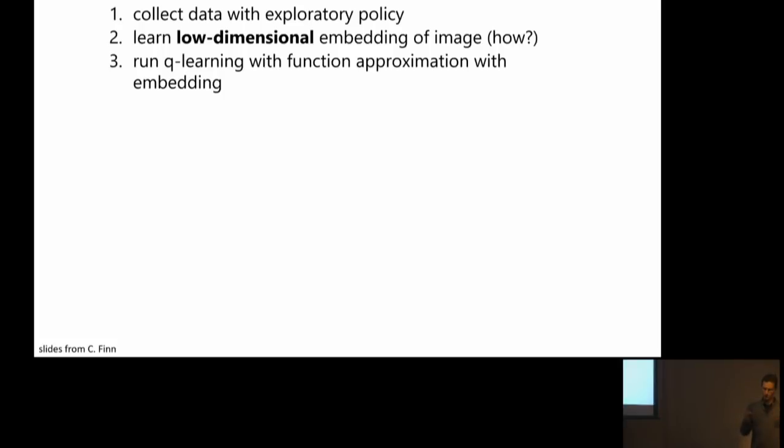So the general scheme for the algorithm, which is going to be similar to the ones that we'll see for other algorithms today, is to collect data with some exploration policy. That's basically step one in version 1.0. Learn some kind of embedding of your image observations, and then somehow use those embeddings for control, in this case, by running actually Q-learning inside of this embedding space.